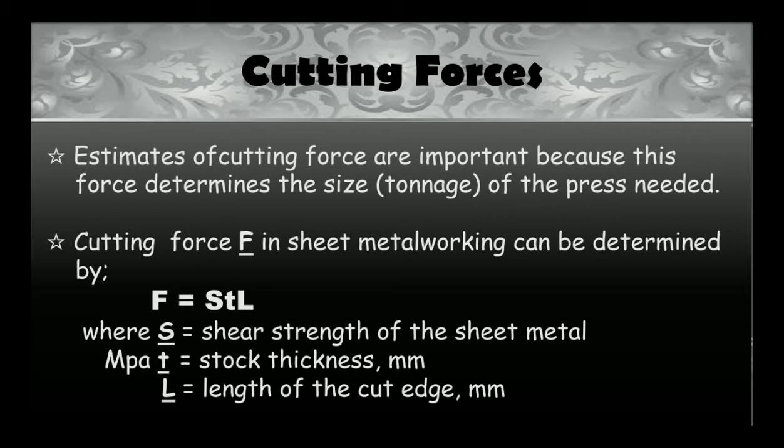Then we have here the cutting forces. Estimates of cutting forces are important because this force determines the size or the tonnage of the press needed. So cutting force F in sheet metal working can be determined by F is equal to S T L, where S is the shear strength of the sheet metal, T is the stock thickness, and L is the length of the cut edges.